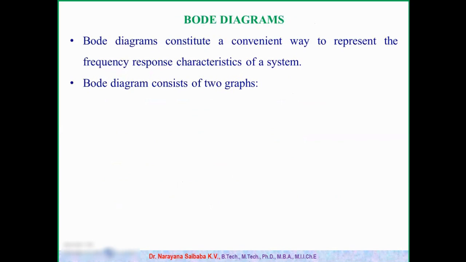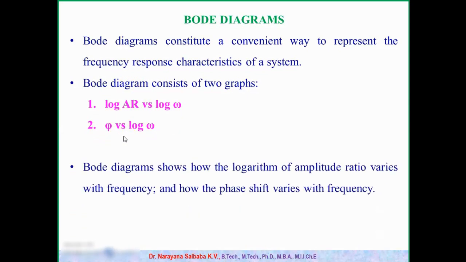Now we have to draw the Bode diagram for this PID controller. We know that a Bode diagram consists of two plots: one is log AR versus log omega, and the second is phi versus log omega. In constructing Bode diagrams, we assume different values of omega and calculate the corresponding AR and phi values. In this study we will observe how the amplitude ratio is affected by the frequency, and how the phase angle is affected by the frequency.